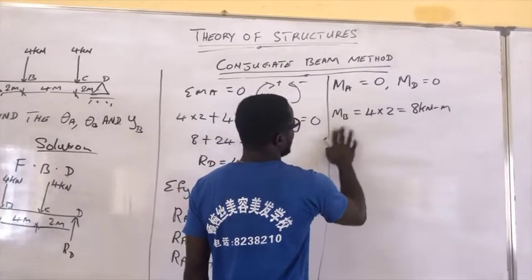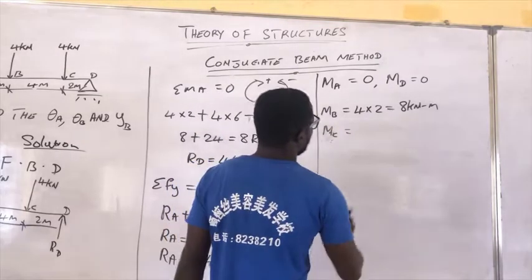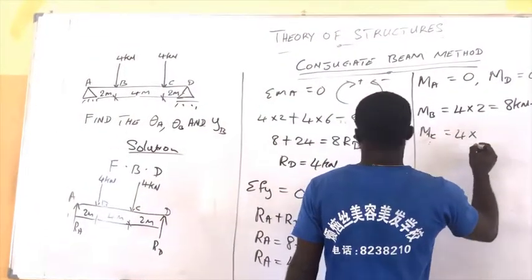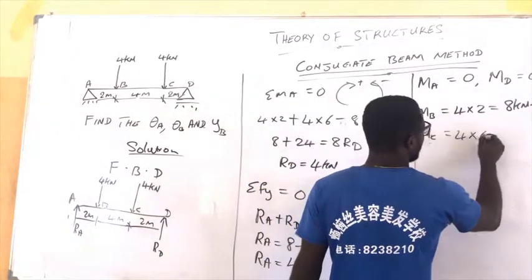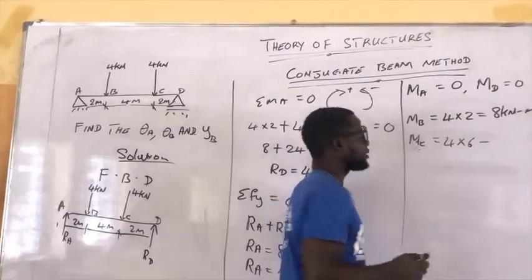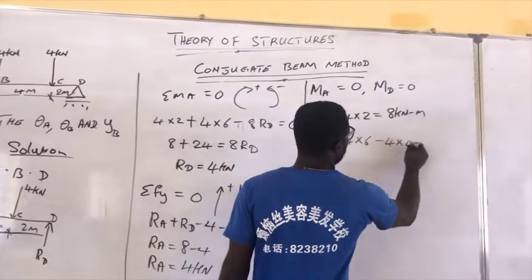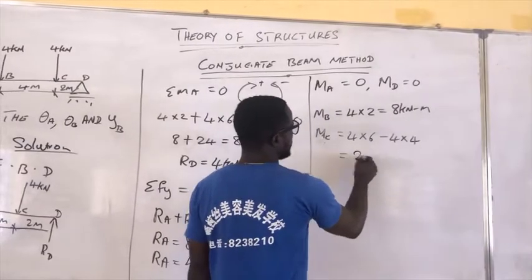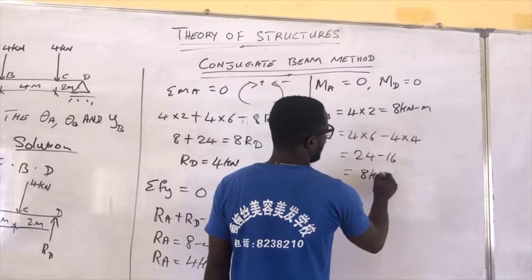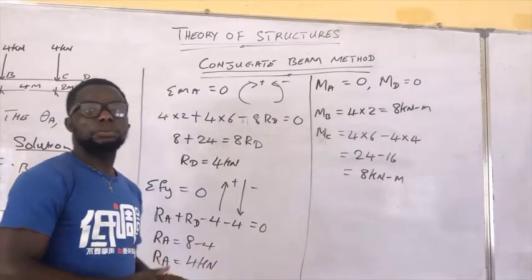Then the bending moment at C will be equal to RA multiplied by the perpendicular distance to C, which is 6, minus the 4 kilonewtons coming in the anti-clockwise direction, and we have that to be 4 multiplied by 4. So this is 24 minus 16 equals 8 kilonewton-meters. So we have gotten the bending moments at those points.